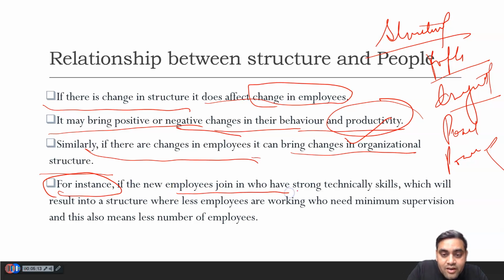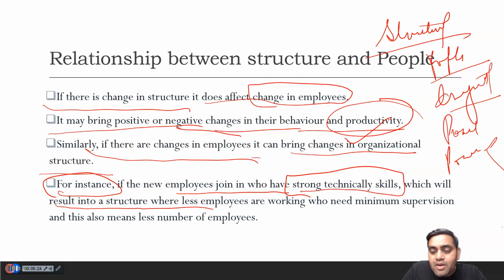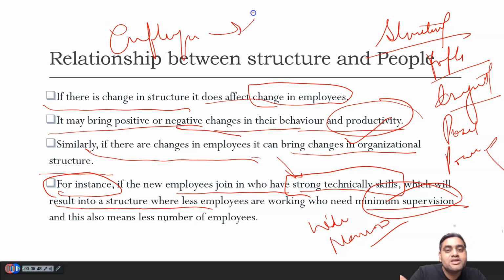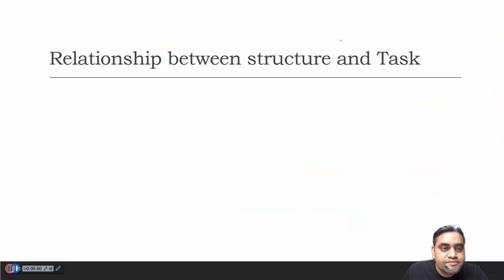That if an employee joins who has strong technical skills. If some person has a strong technical skill, then you may have to change the structure. Why? Because that particular person doesn't require high supervision. He requires minimum supervision because he is capable enough to do technical jobs at his own level. And that is the reason why your structure needs to be wider as compared to narrower. Right? And that is why we say that employees can also bring change to the organizational structure. So it's a vice versa relationship.